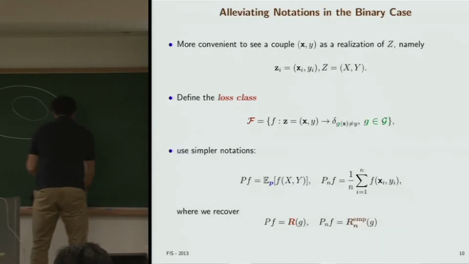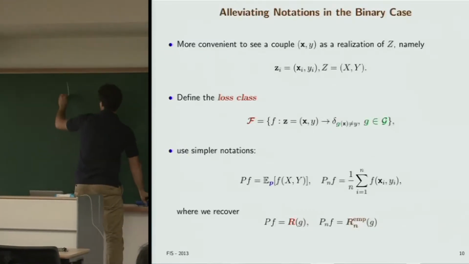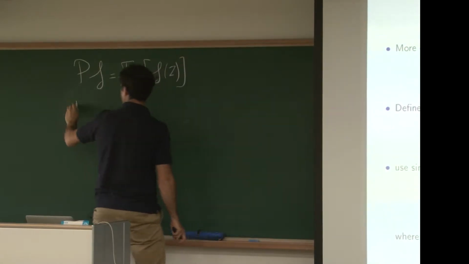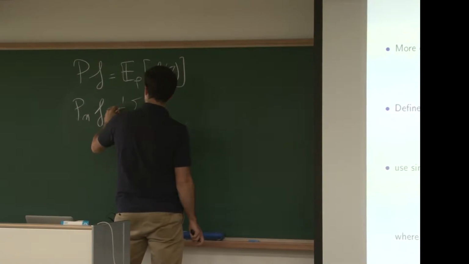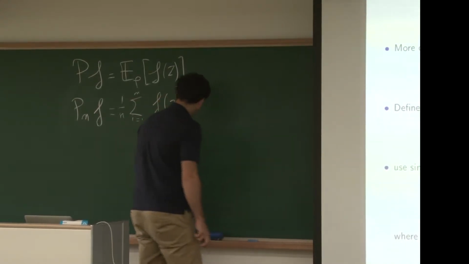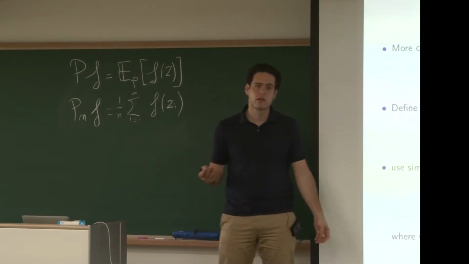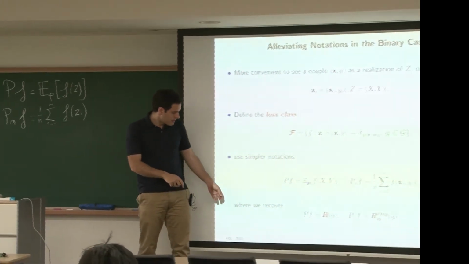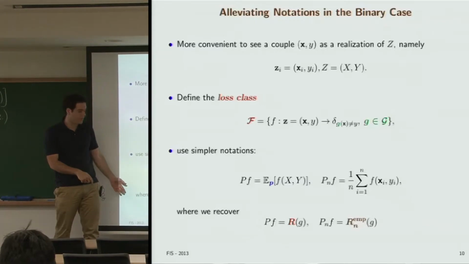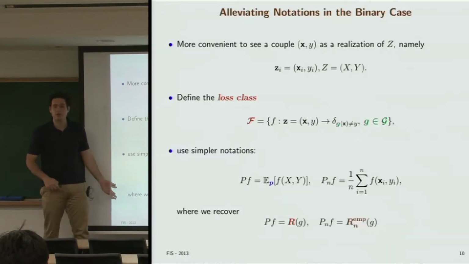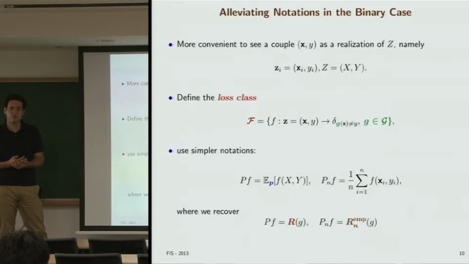So you can read this, of course, as P of f is equal to expectation with respect to P of f of z, and Pn of f is equal to the sum of 1 over n, i equals 1 to n, of f of zi. Okay? So then it becomes a lot more clear that what we're just comparing is the empirical average of a function and its real average. Okay? So you will see very clearly that this Pf, this real average, the true average, is actually the true risk of g, the corresponding function g, and the empirical average of f is just the empirical risk of g. So we're going to use probabilistic tools on f from now on and not so much on g, but always keep in mind that they are related.